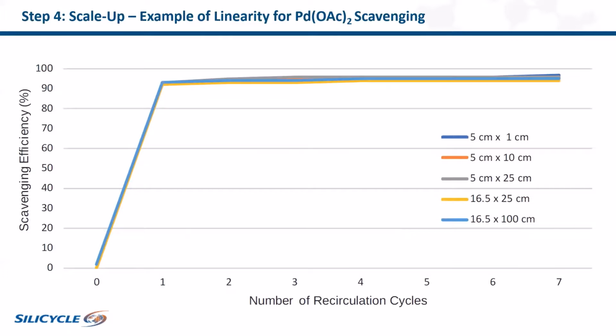To illustrate this linearity, we used 5 different cartridges with 5 different sizes. The smallest one is 5 by 1 centimeters, all the way to 16.5 by 100 centimeters, doing scavenging of palladium acetate. And you can see that the scavenging efficiency and the kinetics are pretty much the same from the first cycle all the way to the 7th one.